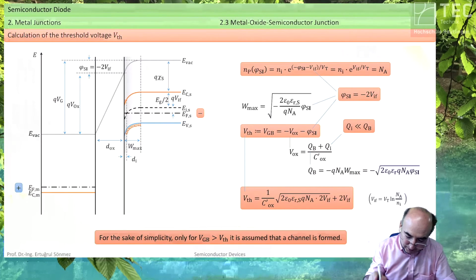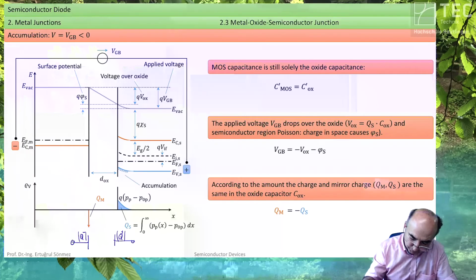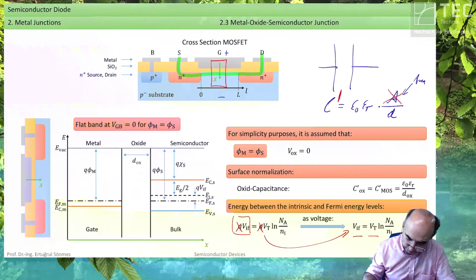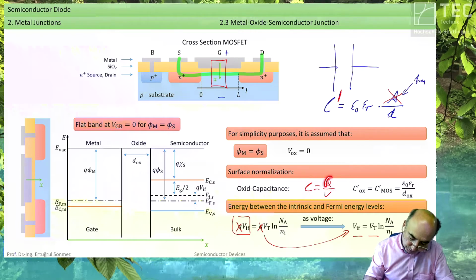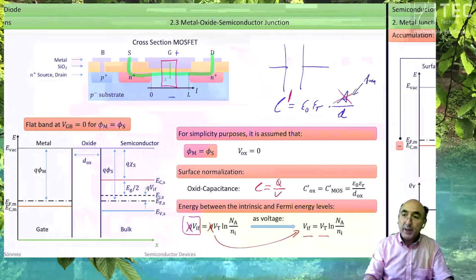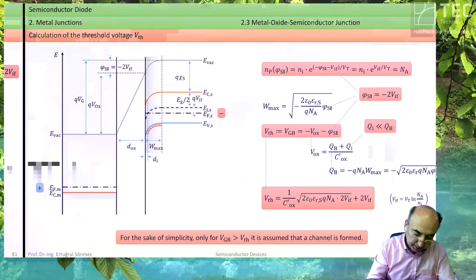Because the oxide capacitance itself, 1 second, please. Let's go back to the almost first equation. Oxide capacitance, what is a capacitance? Capacitance is Q divided by V. If we know the charge and the capacitance, we know the voltage. Now we know everything. Now I will repeat all these facts on this slide.